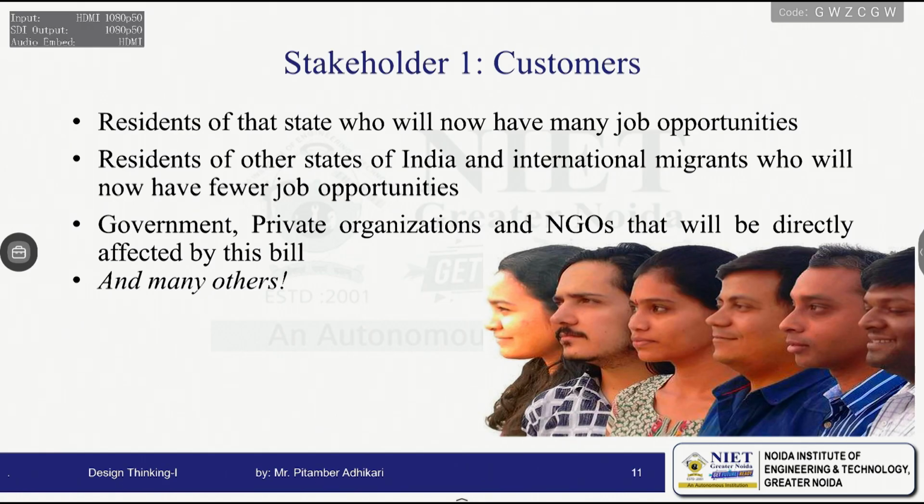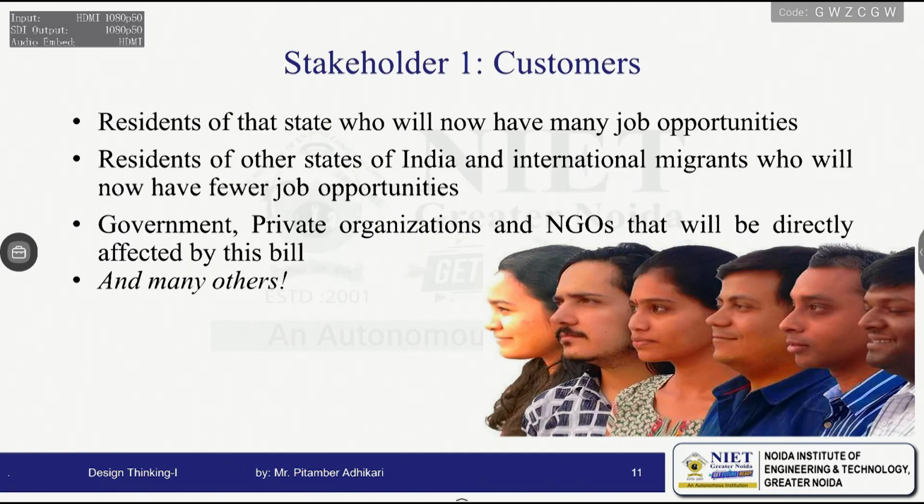So here, residents of that state will now have a lot more jobs in their hands because of that law, because of that 85% reservation. They will be directly impacted by this law. But the residents of other states will also be directly impacted because they are doing their jobs in that state. After this law is passed, they will have very few job opportunities, so they have to look for jobs in other states because of that particular law.